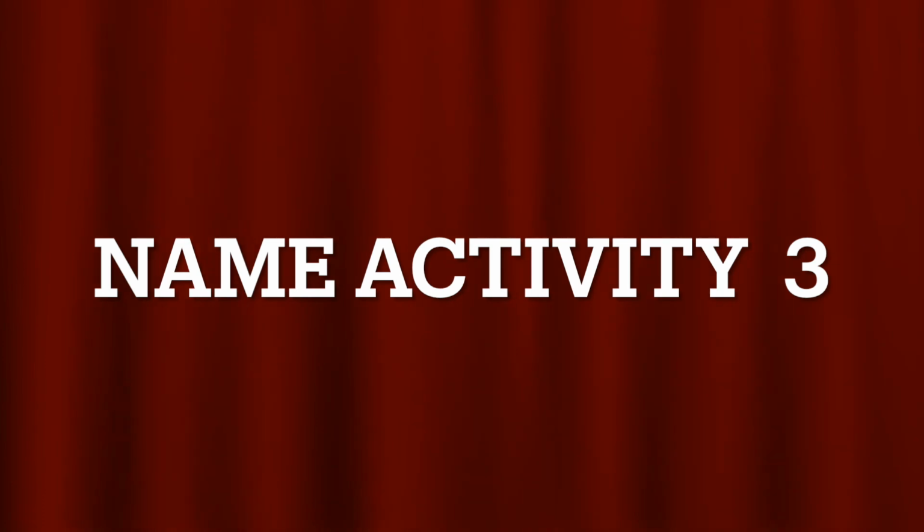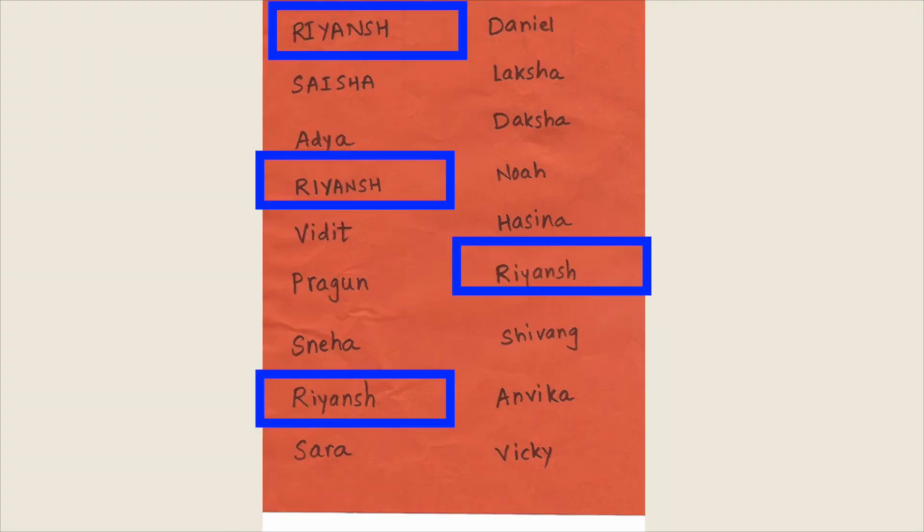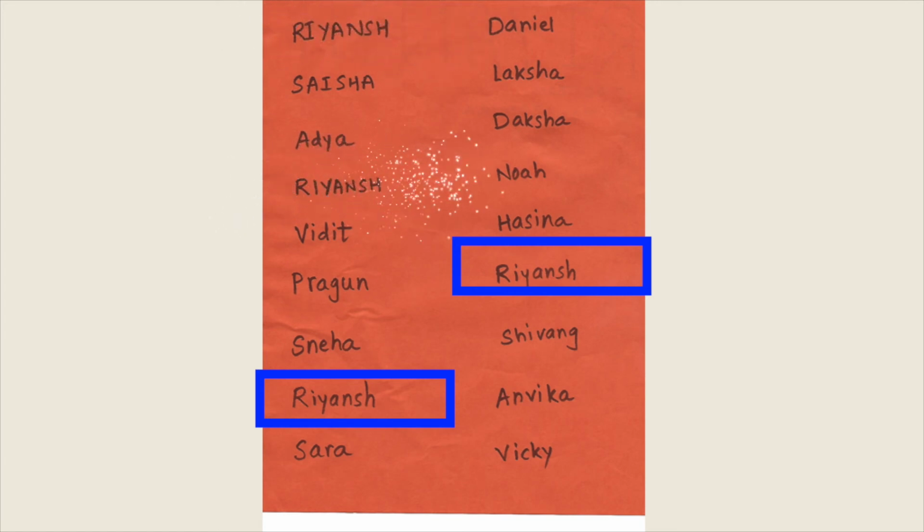The next, third activity is how they can identify their name among a bunch of different names. For this, I took one paper and wrote down his name 3 to 4 times along with other names. And now I will ask him, find your name and highlight it. Trust me, they will be very happy finding and highlighting their name.